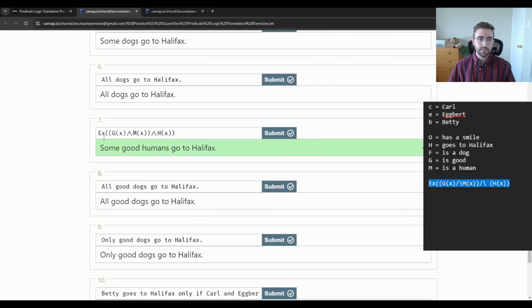And you can see there is some x ranging over all of this. This is all the same thing because it's one x. It's just not named. Could be any individual thing who is good and a human and goes to Halifax. This is just saying at least one of the things, the x's, which are good, a human, and goes to Halifax.